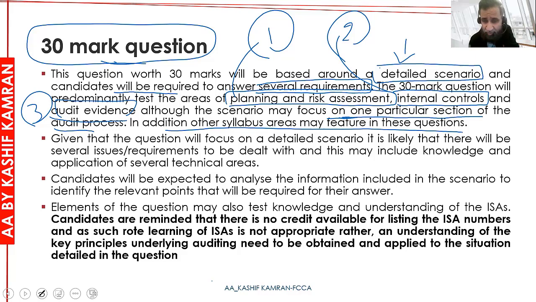Given that the question will focus on a detailed scenario, it is likely that there will be several issues and requirements to be dealt with, and this may include knowledge and application. Again, in the question number one worth 30 marks, not everything will link to the case study. There might be a blend of application and a blend of knowledge, just like section A. So will the entire 30 marks be application? No. Some of the 30 marks will require knowledge. Is that clear to all of you? So some of the 30 marks will require knowledge, and the major portion of the 30 marks will require your application.